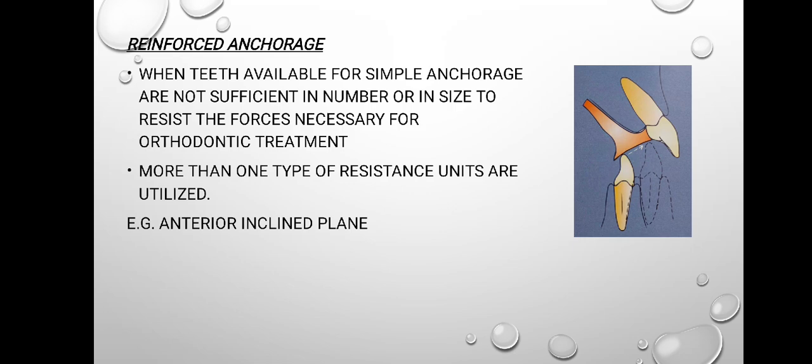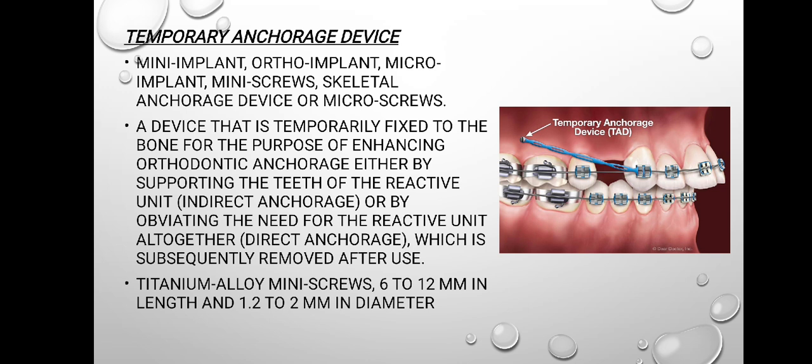Now we will discuss temporary anchorage devices. A temporary anchorage device is also called a mini implant, ortho implant, micro implant, mini screw, skeletal anchorage device or micro screw. Now, what is a temporary anchorage device? It is a device that is temporarily fixed to the bone for the purpose of enhancing orthodontic anchorage, either by supporting the teeth of the reactive unit or by obviating the need for the reactive unit altogether, and which is subsequently removed after use.